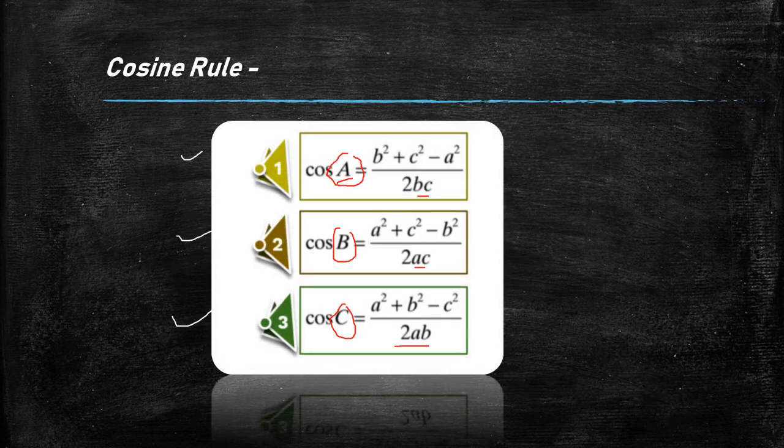I am showing it again. Cos of A is b square plus c square minus a square by 2bc. Cos of B is a square plus c square minus b square by 2ac. And cos of C is a square plus b square minus c square by 2ab. So this is my cosine rule.